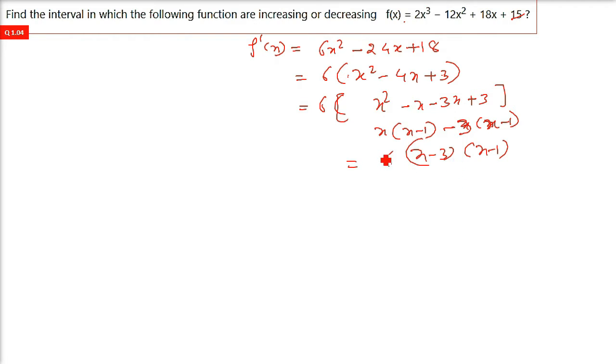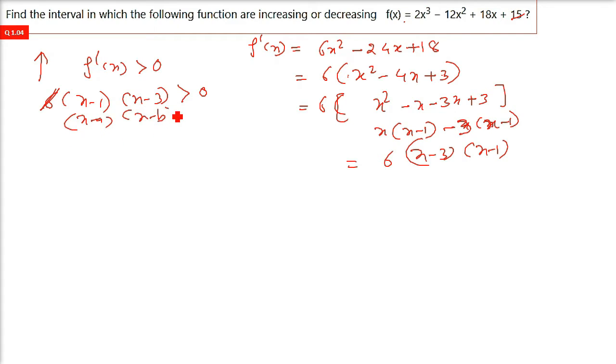It is positive. Now we will adopt the same methodology which we explained earlier. If it is increasing, I am making this arrow for increasing only. I am not writing increasing again and again. This arrow is increasing. That is, f dash x should be greater than 0. So 6 into x minus 1 into x minus 3 greater than 0. 6 you can divide both sides, so this 6 will be eliminated. So x minus 1 into x minus 3 greater than 0 means what? We are talking about x minus a into x minus b greater than 0. And a is what? If you put x minus 1 equal to 0, x will be 1.